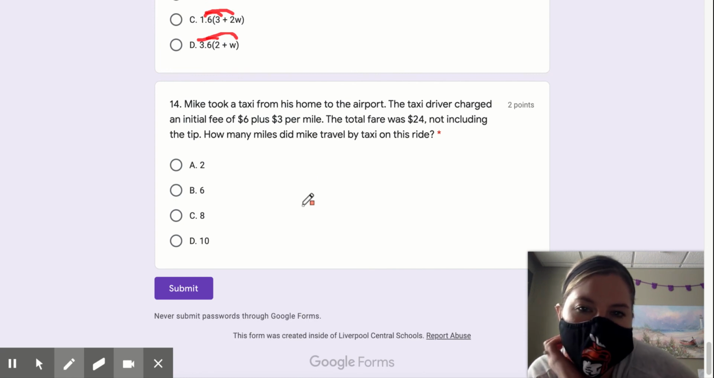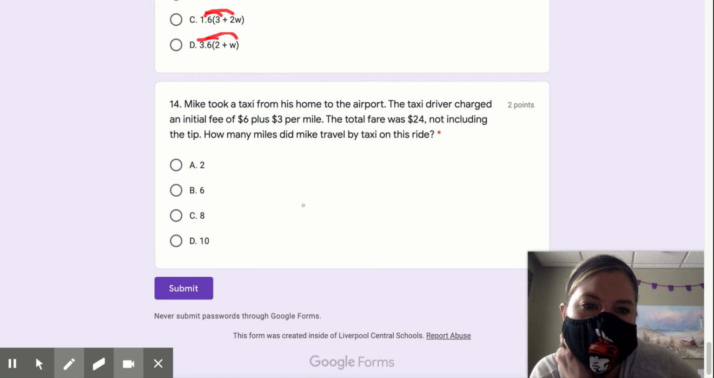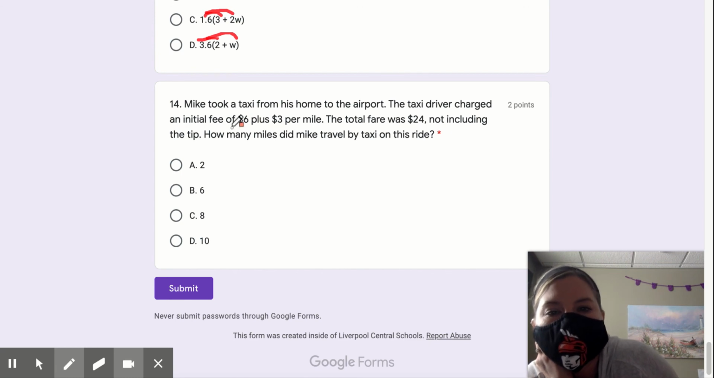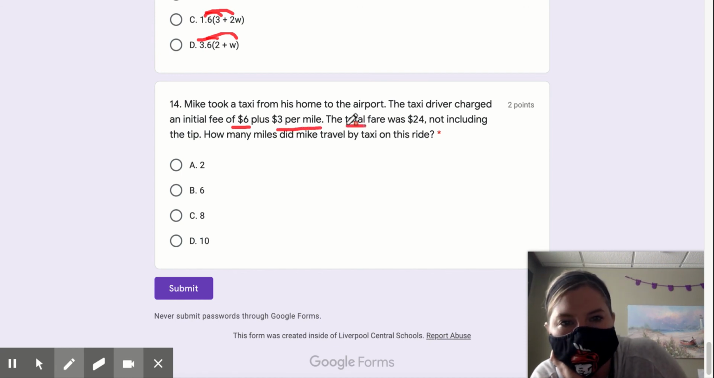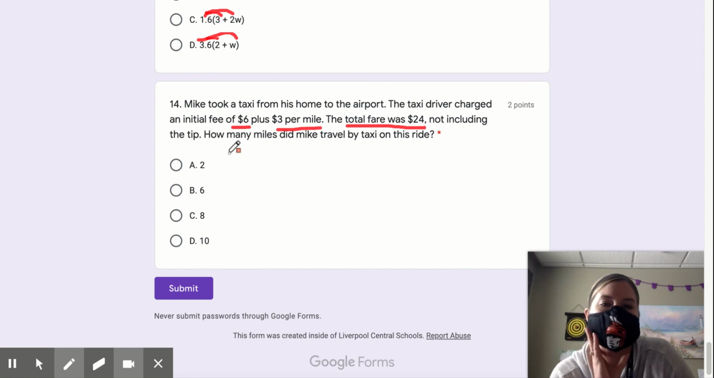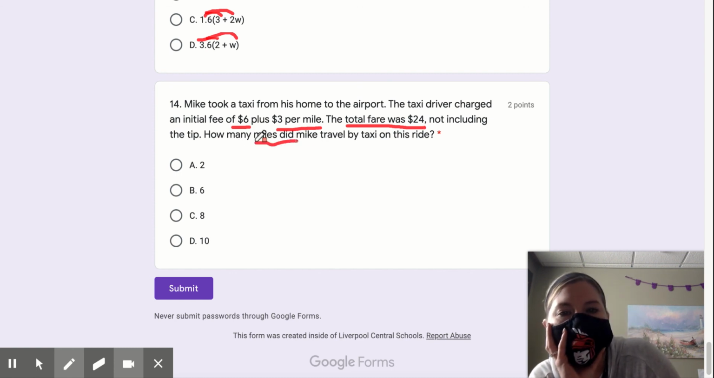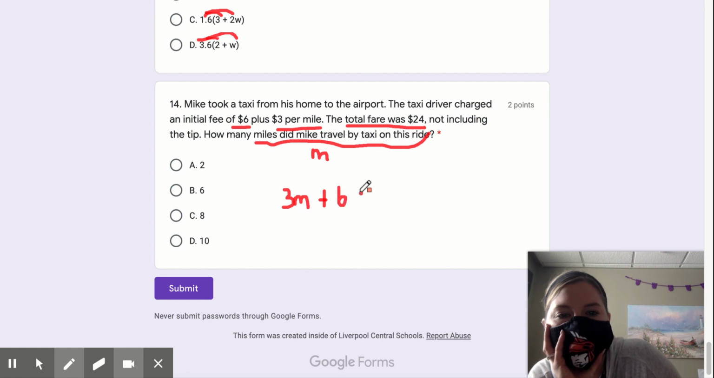All right, last question. Mike took a taxi from his home to the airport. The taxi driver charged an initial fee of $6. So here's the initial fee, plus $3 per mile. The total fare, so the total at the end was $24, not including tip. How many miles? We're looking for m miles did he travel by taxi? Well, the m, which one goes with the m? The 3 goes with the m. So we're doing 3m, plus he already had to pay the $6, so he paid the $6, and that equals 24.